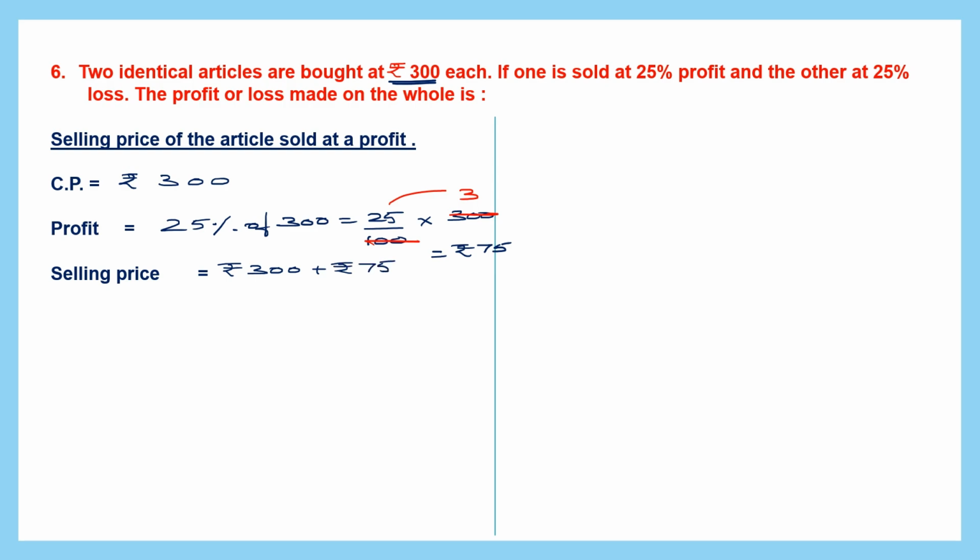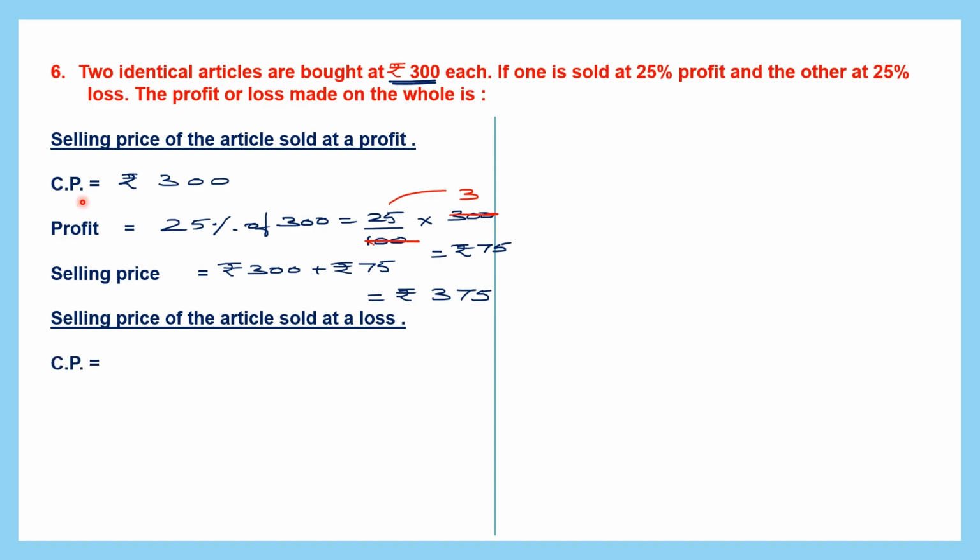So that is how much? That is equal to 375 rupees. This is the selling price of the article which is sold at a profit. Then the selling price of the article sold at a loss. So now let's take up the other article.